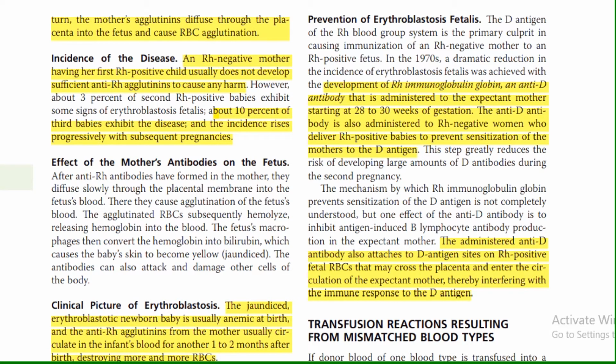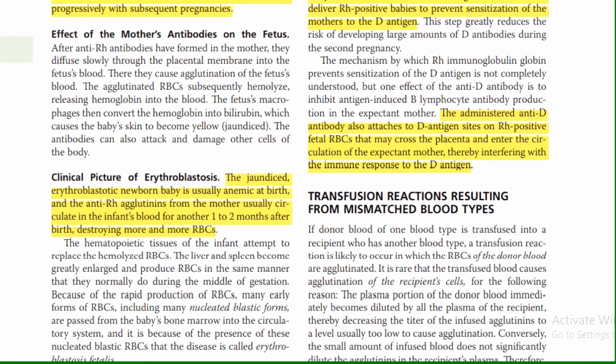However, about 3% of the second Rh positive babies exhibit some significant signs of erythroblastosis fetalis, and about 10% of third babies exhibit the disease, with incidence rising progressively with subsequent pregnancies. Clinical presentation of erythroblastosis fetalis: the jaundiced erythroblastic newborn baby is usually anemic at birth, and the anti-Rh agglutinins from the mother usually circulate in the infant's blood for another 1 to 2 months after birth, destroying more and more red blood cells.